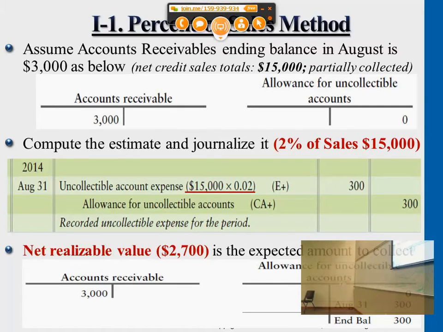So in the following month, let's say in September, if there were $200,000 of credit sales made in September overall, and again, the company wants to issue a monthly statement, they have to estimate at the end of this month, September 30th, the part of uncollectibles for these $200,000 of sales that they made in that month. So again, they multiply by the 2%, and then journalize this entry: uncollectible account expense, allowance for uncollectible accounts.